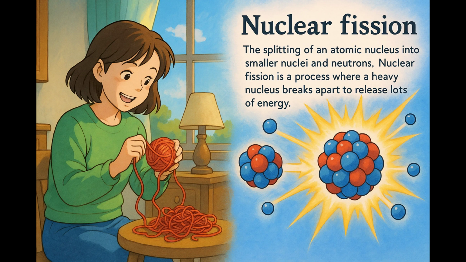The energy released when the knot is untangled, allowing the yarn to flow freely, is like the energy released during nuclear fission when the nucleus splits, freeing up energy that was previously trapped in that tight configuration.